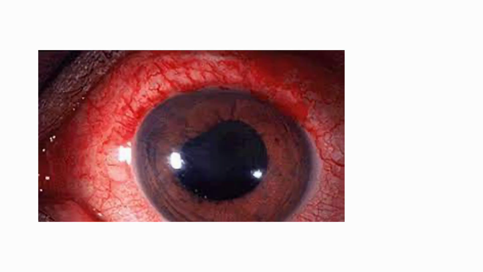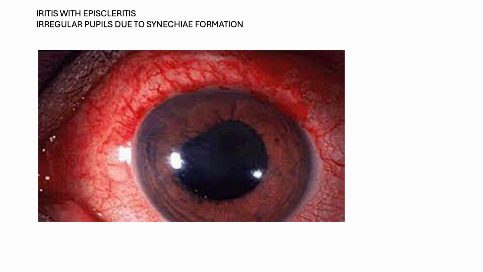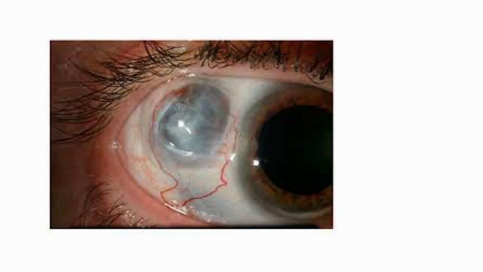Again, another scenario, there is no pus in this, but this is again iritis. If you look at the pupil, it is irregularly shaped. That is because of the synechia formation, and there is also episcleritis in this image. That is your sclera bulging out because the sclera is inflamed, and this is scleritis.